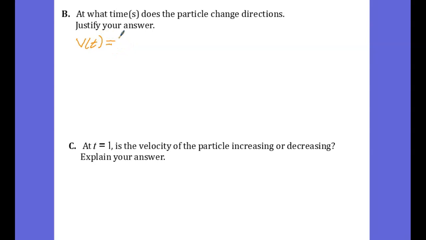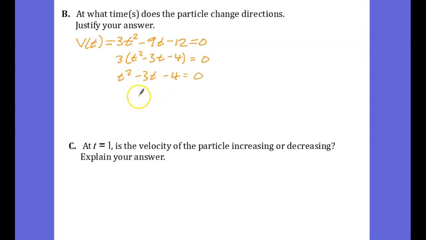So remember our velocity function, we just found that in part A. It's 3t squared minus 9t minus 12. And so we'll set this equal to 0, and now we can solve for time. So factoring out a 3, we have t squared minus 3t minus 4 equals 0. If we divide through by 3, we can eliminate the 3. And then we can factor t squared minus 3t minus 4.